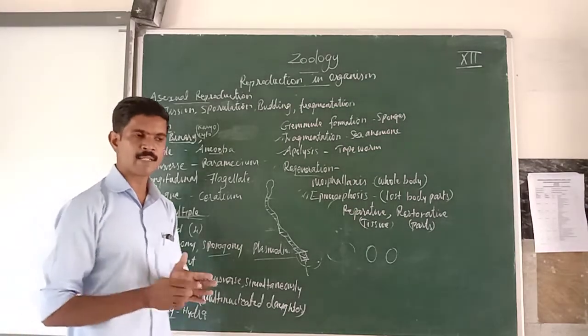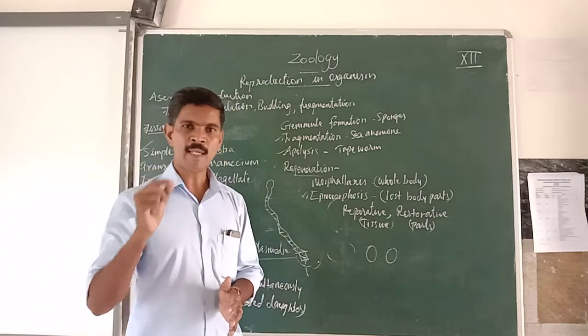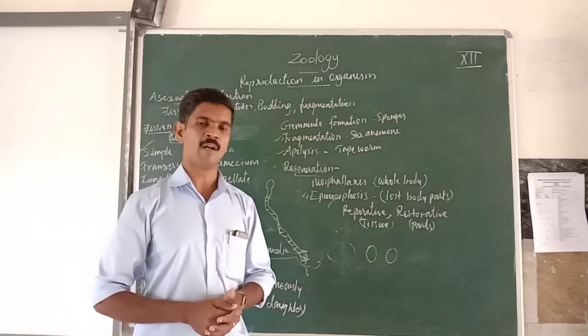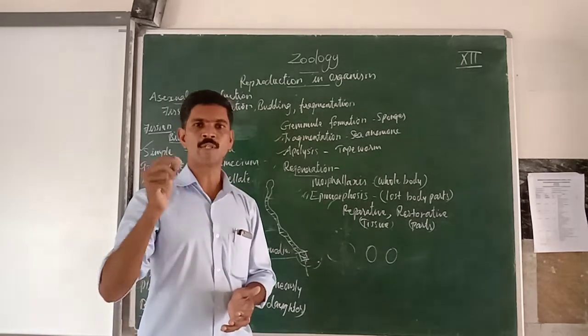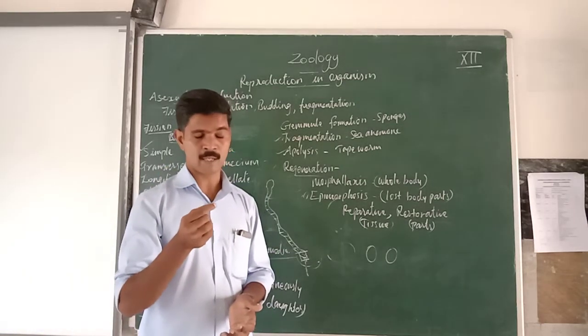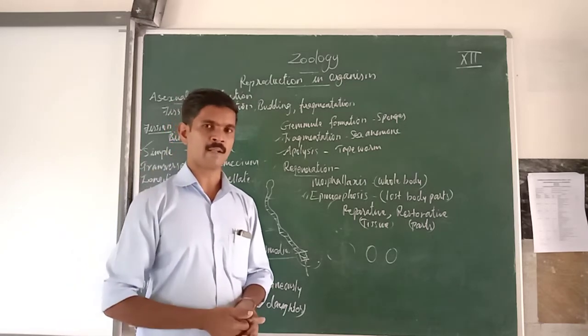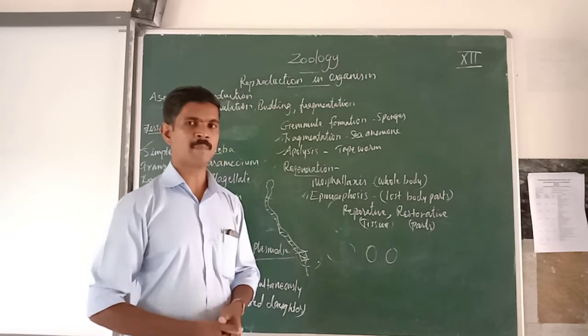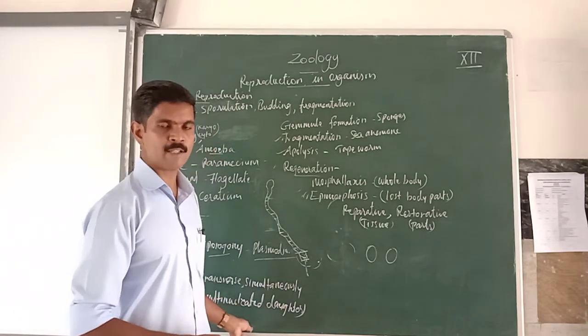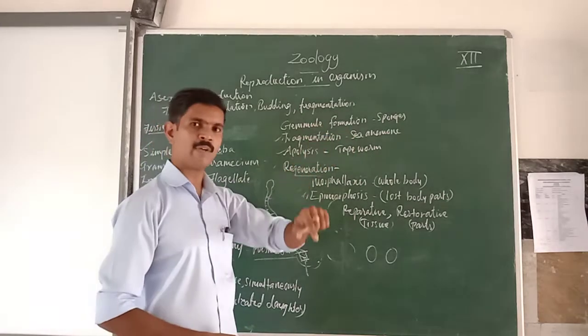In Hydra, first a small elevation develops on the outer surface of the body. From the ectoderm, a small projection is formed. Then the endoderm also pushes inside the projection. Finally, a new daughter Hydra develops on the outer surface of the parent organism. So this type of reproduction is called budding. It is one of the examples of exogenous budding. And gemmule formation is a type of endogenous budding.